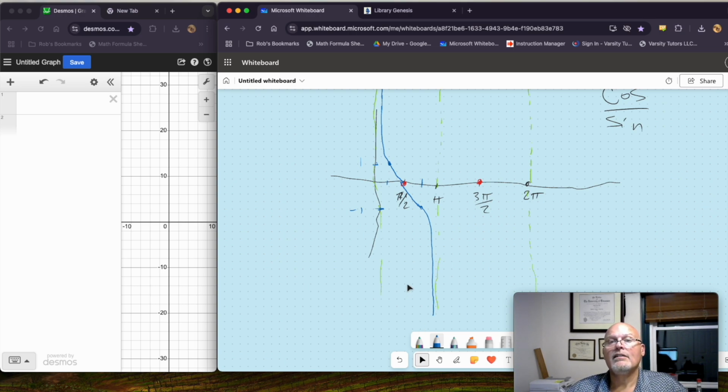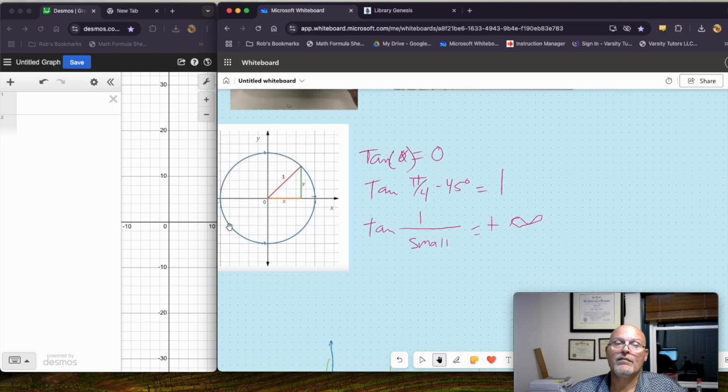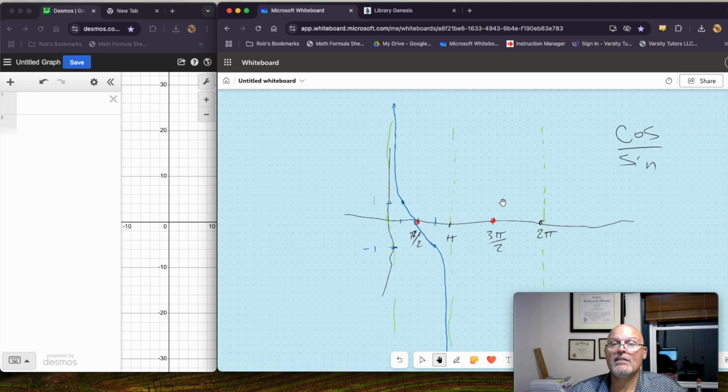Okay, and then for the second half, as I get just past pi, my cosine is still negative, but now sine is a negative small number. And that's why I'm going to be at positive infinity just on the other side of that asymptote. And I'm going to come down and do the same thing, going through 1 at the pi over 4, through 0, -1 at the next pi over 4, and down toward negative infinity.